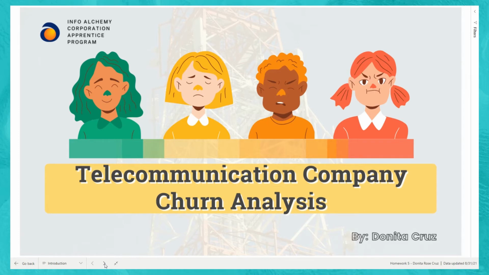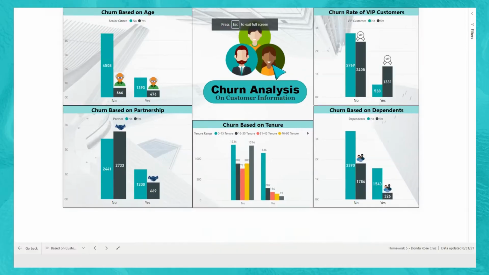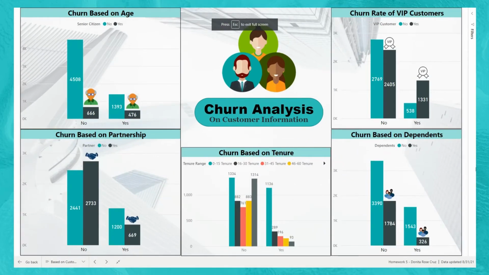But first, let us view our overall statistics. There are 7,043 total customers for this data set. 1,869 of them are likely to cancel their subscription, so it is about 26.54% of the total customers. Which isn't a good number for a churn. In our analysis, we'll consider the difference between each category of who is a churn or not.